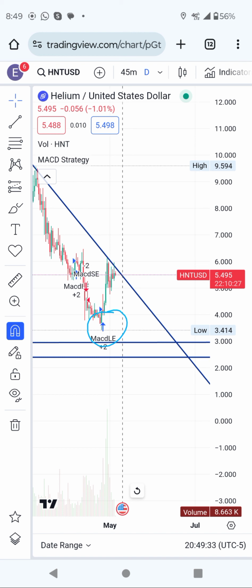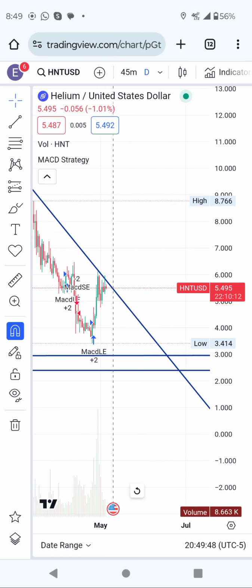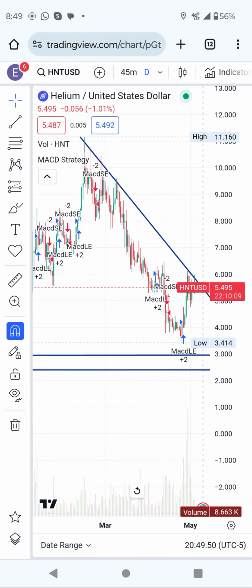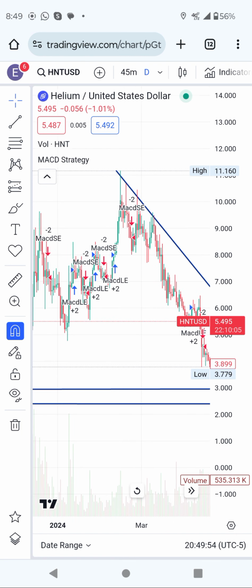I said, guys, buy between 3.6 and below, or even so. Right now I'm watching Helium to break this downtrend. So you see this one, guys, we touched it, and there's something I want to show you right now over here about Helium.